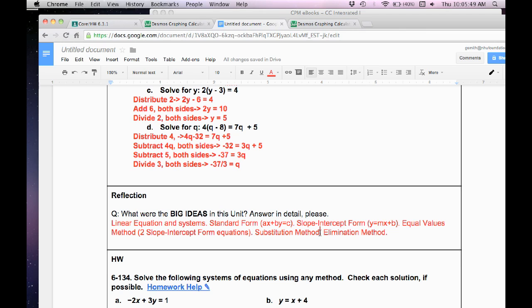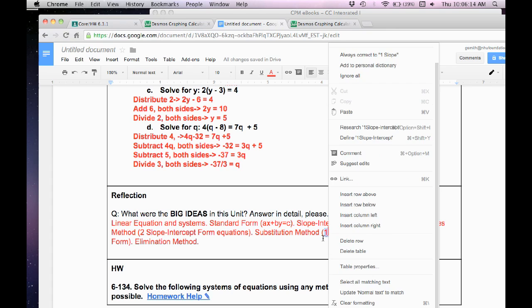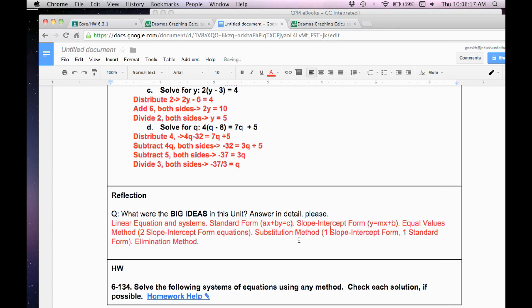Substitution method is good for 1 slope-intercept form and 1 standard form. So when you have 1 slope-intercept and 1 standard, that's what you're doing. You're doing substitution method, and the elimination is when you have, of course, 2 standard form. Those are probably the biggest ideas.